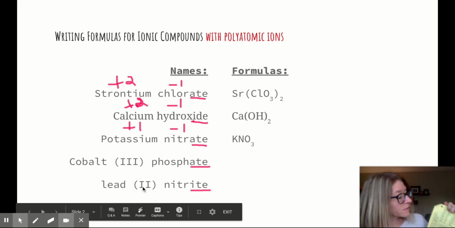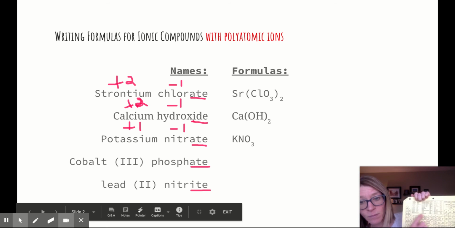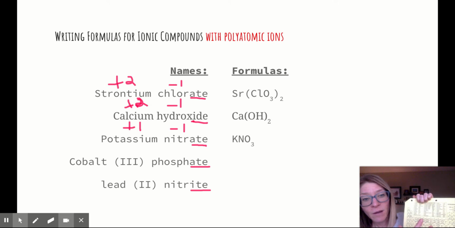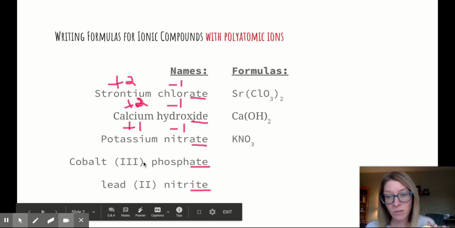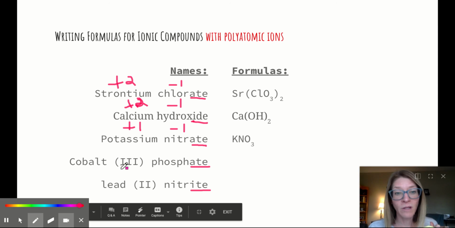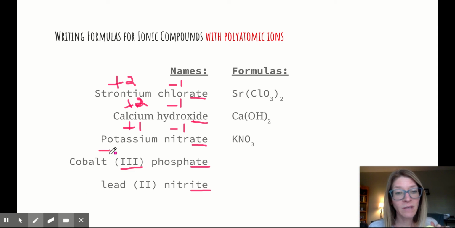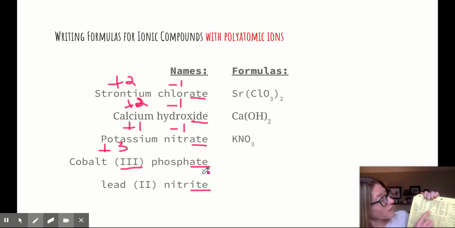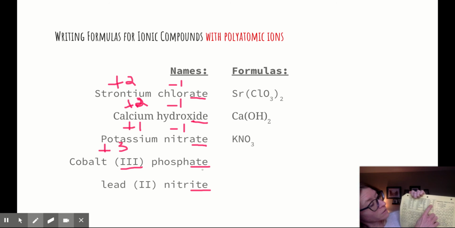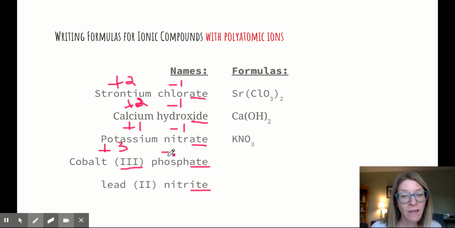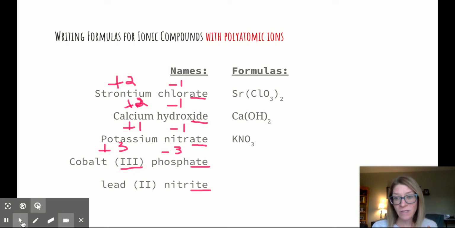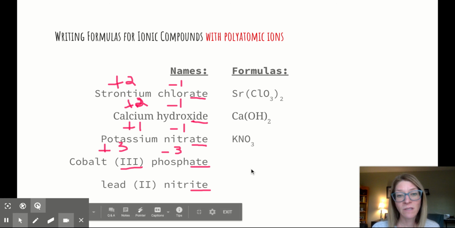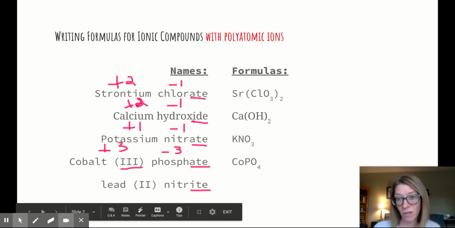All right, the last two contain transition elements because the cation has more than one charge, which is why we have a Roman numeral in the name. So if the name is cobalt-3, remember that 3 means that cobalt is +3. And then we would find phosphate. Phosphate is up here. The formula is PO4, and as a whole, that has a -3 charge. So since cobalt is +3, phosphate is -3, then we would just need 1 cobalt and 1 phosphate.